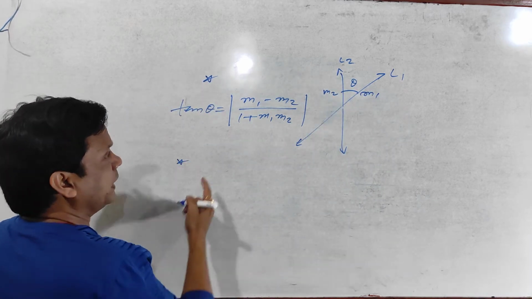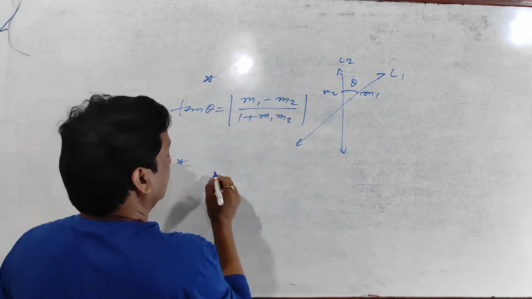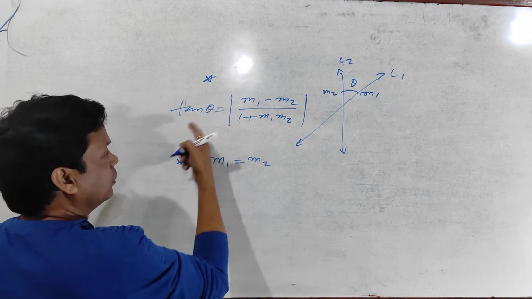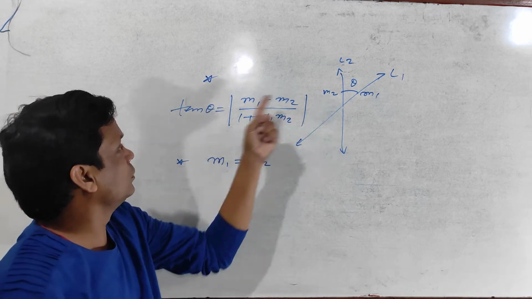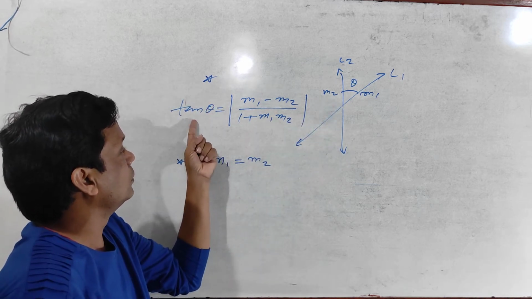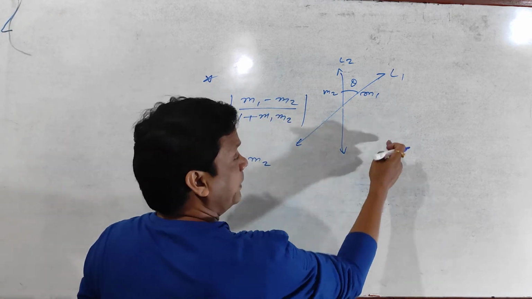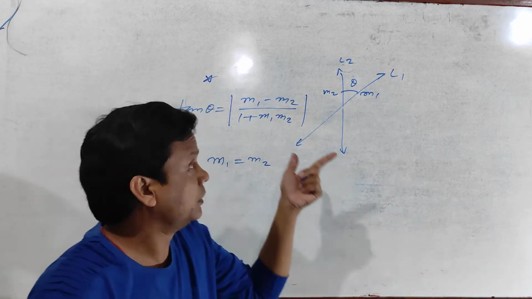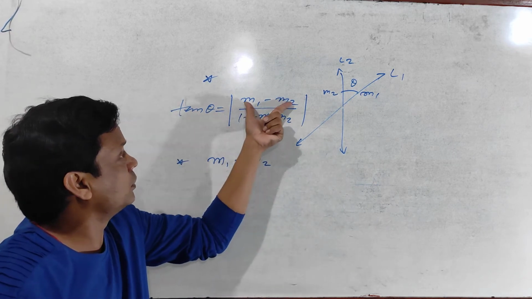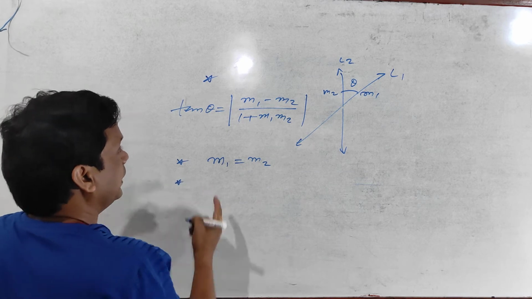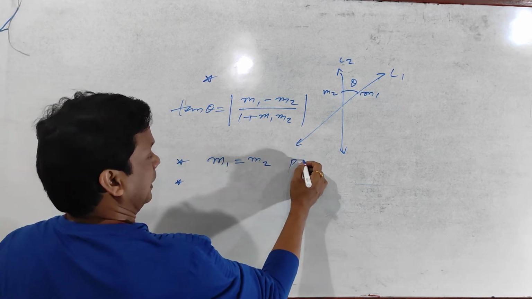And if the two lines L1 and L2 are parallel, then m1 is equal to m2. How? Parallel means theta is equal to 0. So theta is equal to 0 means tan 0 is 0. So this by this, P by Q, will be 0 if P is 0. That means the numerator will be 0. So that means m1 is equal to m2. This is the case of parallel.